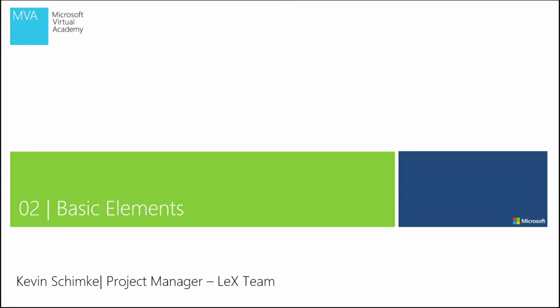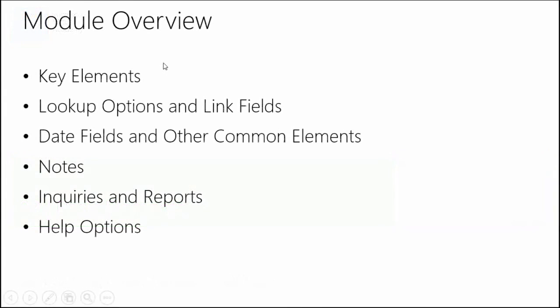Welcome to Module 2, Basic Elements. In this module, we'll talk about some key elements that are used throughout the application. We'll talk about lookup options and link fields, date fields and other common elements, notes, inquiries and reports, and finally help options.